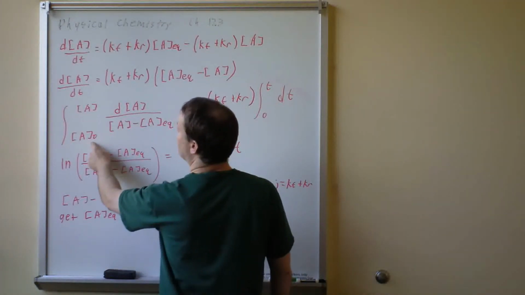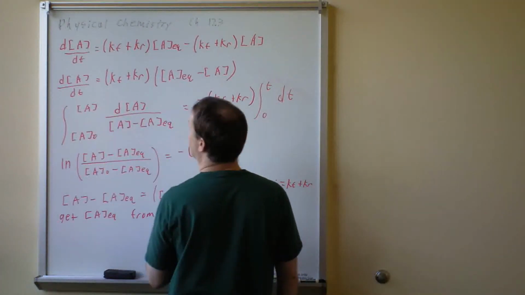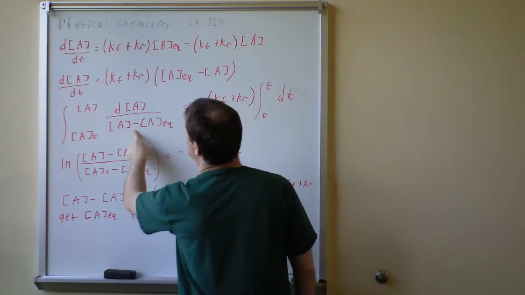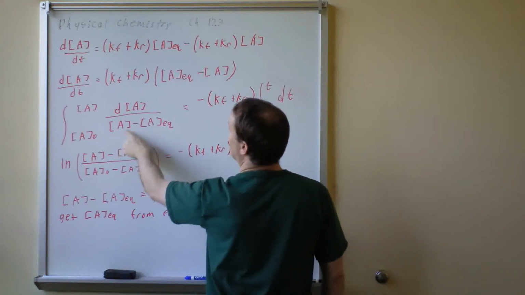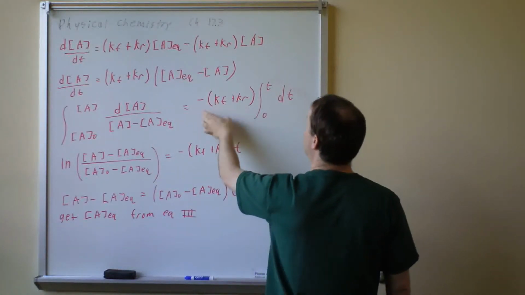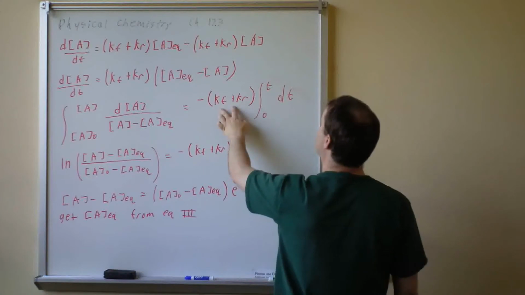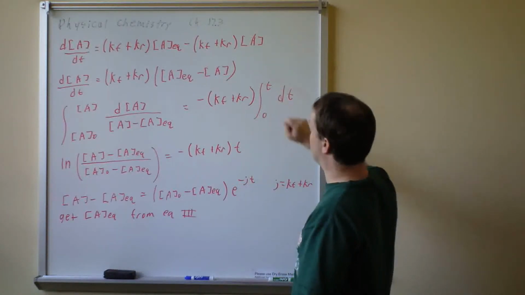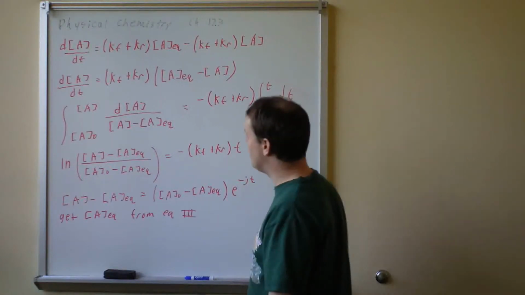So we're going to integrate from the initial concentration of A to the current concentration of A with respect to the concentration of A, of 1 over the concentration of A minus the equilibrium concentration of A. And that's going to be equal to minus, you can pull out the two rate constants, Kf plus Kr, the integral from 0 to time, with respect to time.